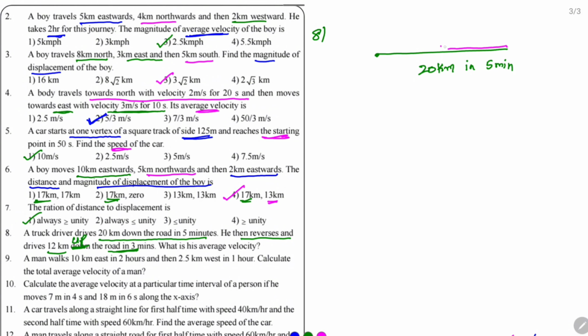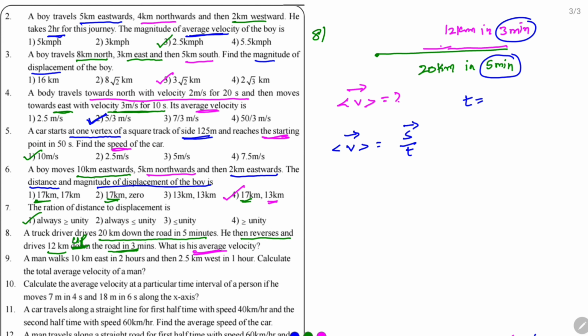He traveled 12 kilometers in how much time? In 3 minutes. Fine. What is the average velocity? We have to find the average velocity of the body. We know that average velocity is nothing but total displacement over time. Here what is the time? 5 minutes plus 3 minutes, which is 8 minutes. Let me convert this into seconds. Which is 8 times 60 seconds, which is 480 seconds.